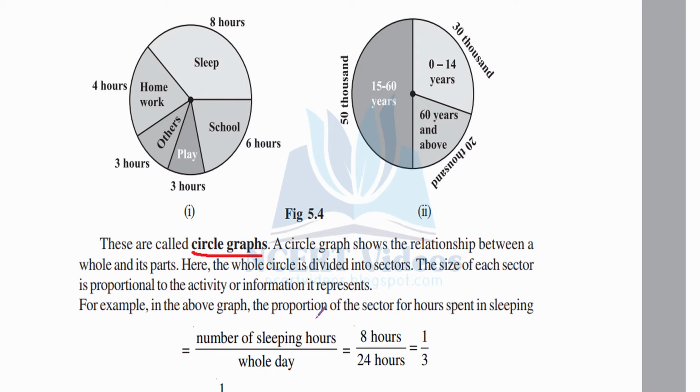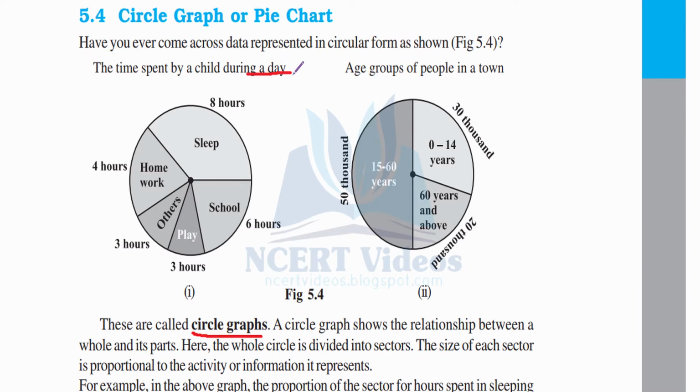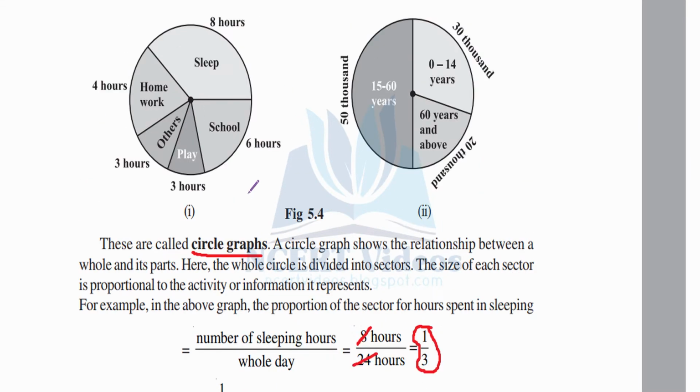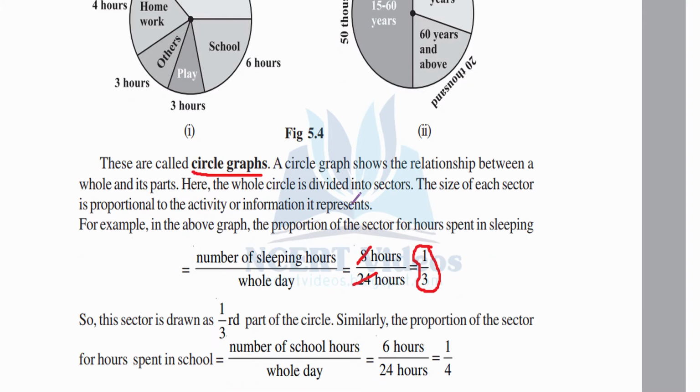For example, in the above graph, the proportion of the sector for hours spent in sleeping is equal to the number of sleeping hours out of what? Of the complete day. Therefore, 8 hours in sleeping out of 24 hours of a day. When we cancel it, 8 3s are 24, so 1 over 3 is the ratio or the fraction that is dedicated for sleeping for a child during a day. So this sector is drawn as 1/3 part of the circle. We have already studied how to draw fractions in terms of pictorial representation. So this sector is 1/3 of this complete circle.